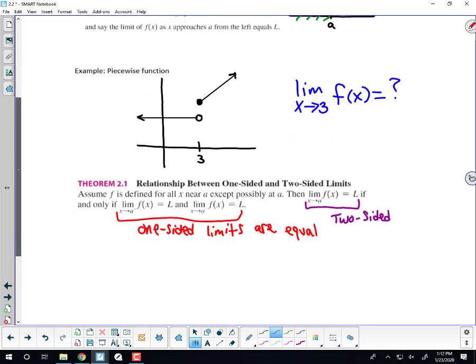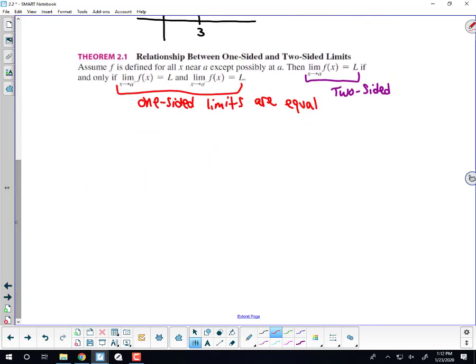Has anyone taken logic in like a philosophy class?